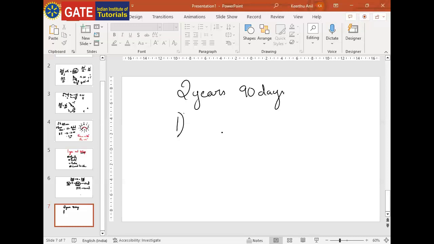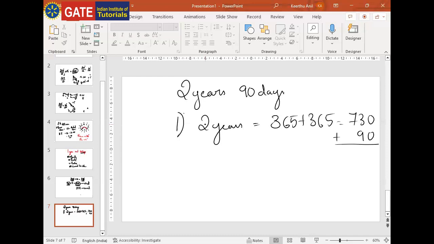If that is the case, how many days will there be for 2 years, plus 90 days? If both of them are non-leap years, it should be 365 plus 365, which is 730. Plus 90 days, so it will be 820. So totally 820 days are there.